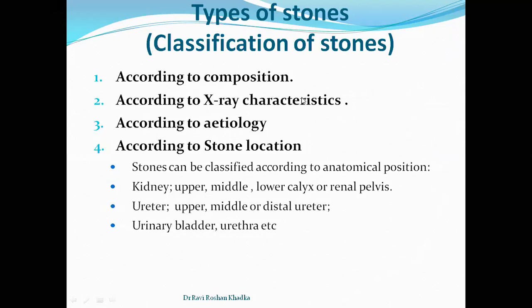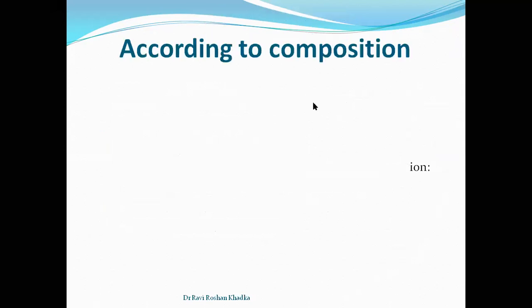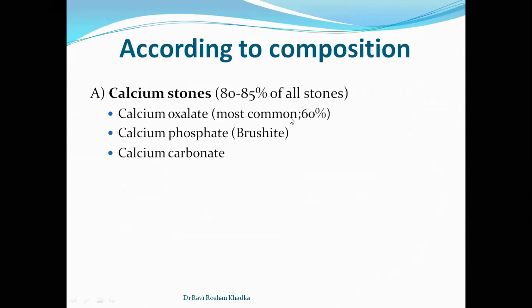Now let us discuss the other classification, that is composition. So see, according to the composition of a crystal, we can divide the stones into basically two types, that is calcium containing stones and non-calcium stones. Most of the stones are calcium containing stones, around 80 to 85 percent, some say around 75 plus, doesn't matter. Among that, the most common stone is calcium oxalate stone.